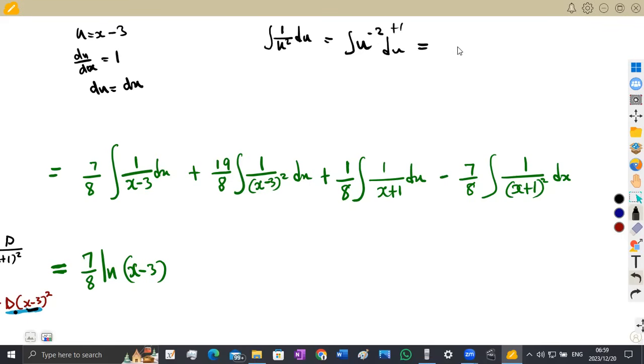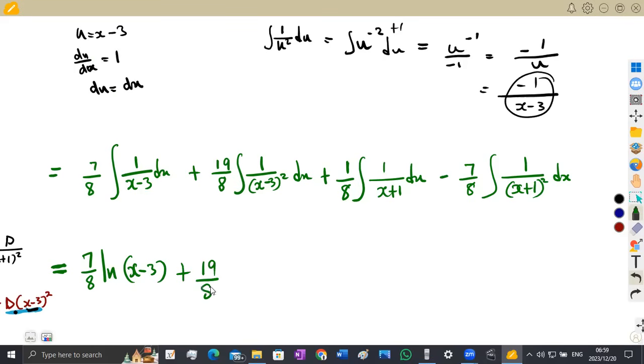Remember the integral, we add the exponent. So it's going to be u to the exponent of minus 1 over minus 1. We take this u to the exponent of minus 1, it's 1 over u, but there's a negative there, so it's going to be minus 1 over u. Remember, u is x minus 3. So to integrate this, we are going to get minus 1 over x minus 3. This is what you're going to have, plus 19 over 8 in this part, multiplied to the integral. We have integrated this part. We got minus 1 over x minus 3.